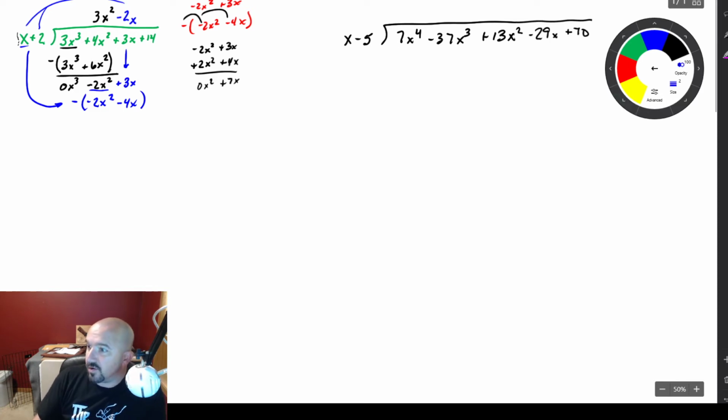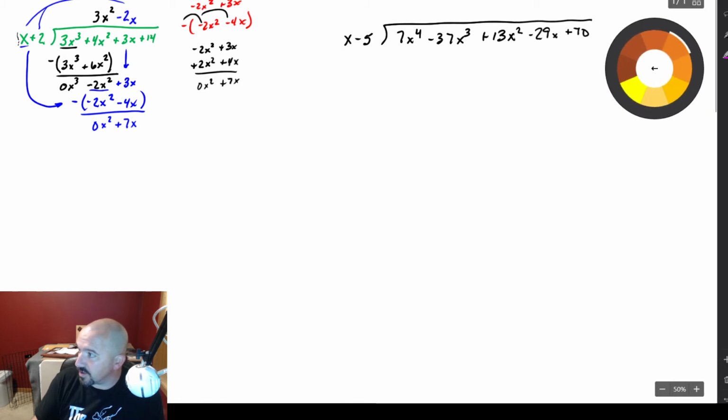Now, you can do that. That's perfectly fine. If you're more comfortable that way, by all means do it. Shame on anybody that tells you otherwise. But I can read through this, so that's the way I prefer. So I have negative 2 minus negative 2 is a 0 x squared. 3 minus negative 4: subtracting a negative is like adding, so 3 plus 4 is positive 7x. And then we swap colors. I want orange. And we'll bring down this 14.